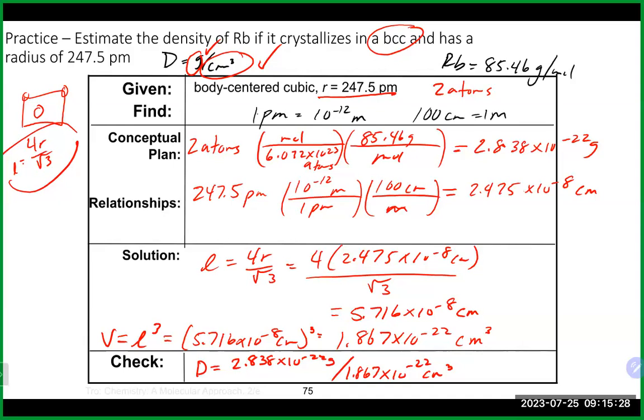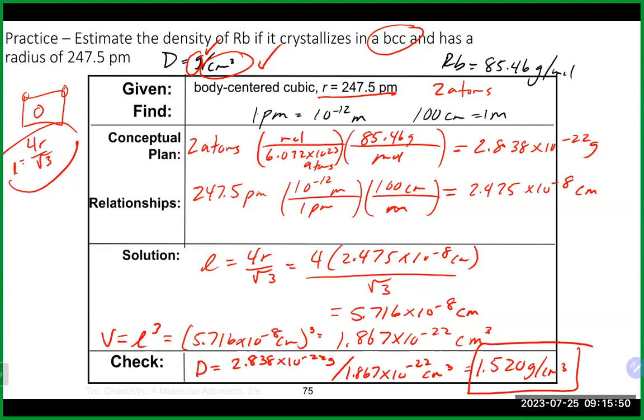2.838 divided by our volume, looks like maybe 1.520. Looks like maybe grams per cubic centimeter, would be our density there. Any questions on that calculation there?